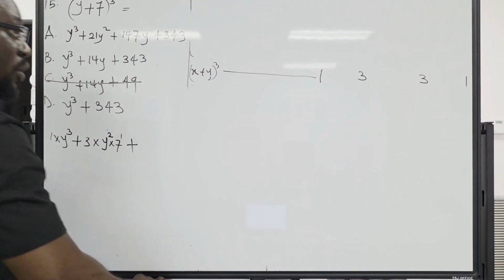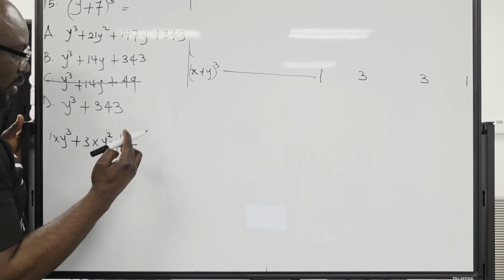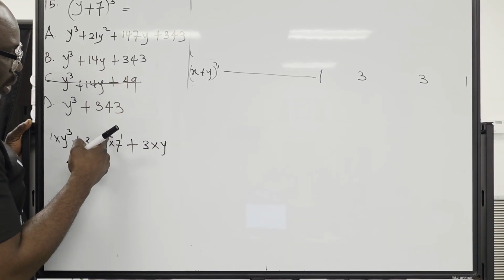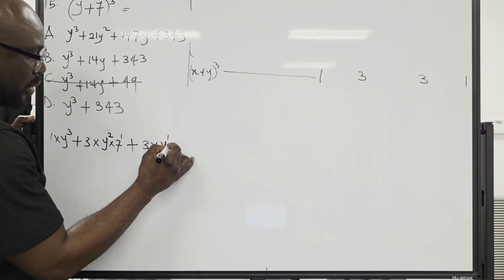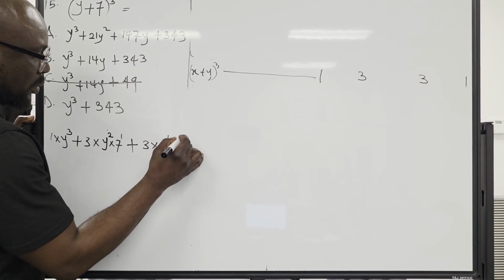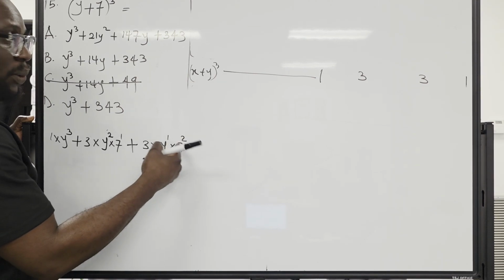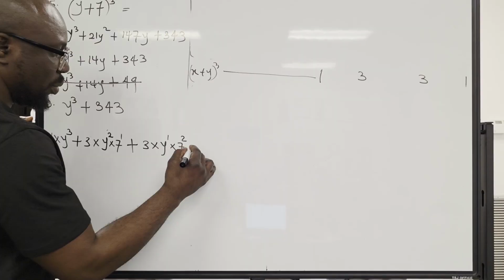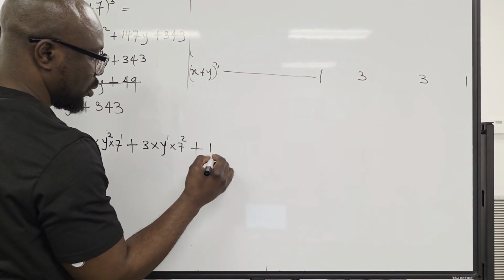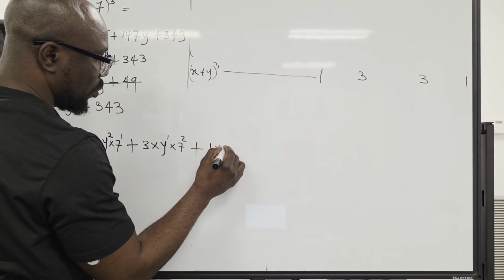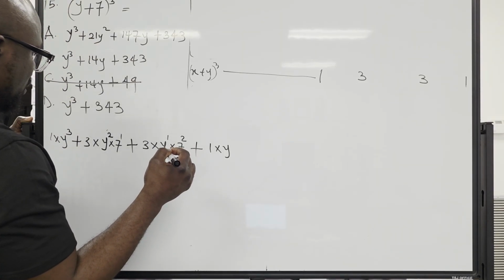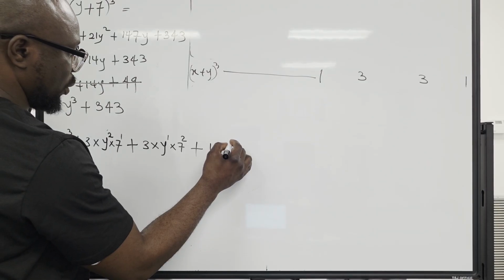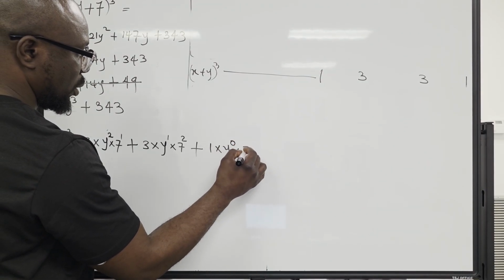So the next one's going to be 3 plus 3 times, again, y. Since we have 2 here, reduced by 1, I'm going to have 1 right here, times 7 and 2 right here. Again, it must equal 3. The powers of this number, when you add them together, must be 3. Plus, you have the last one, 1 times y to the 0, and then times 7 to the 3.